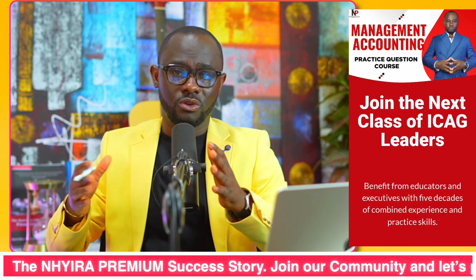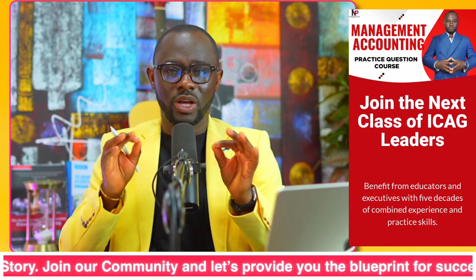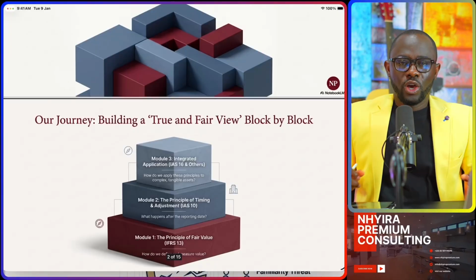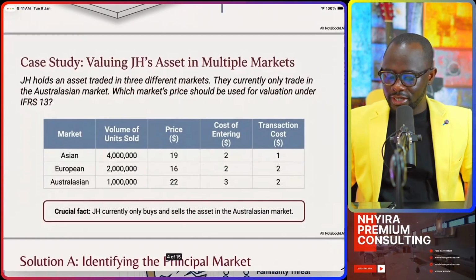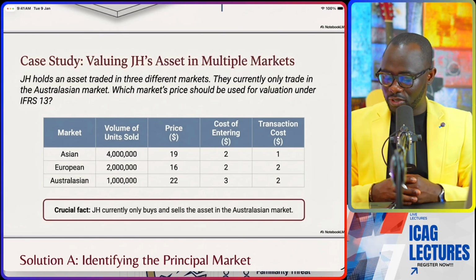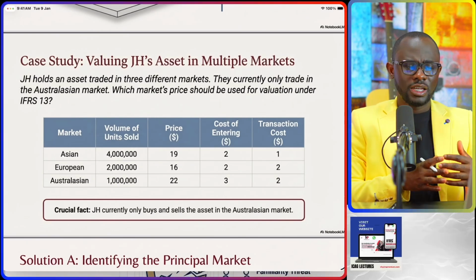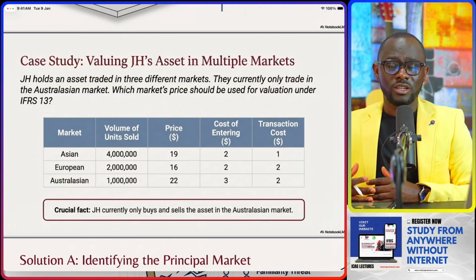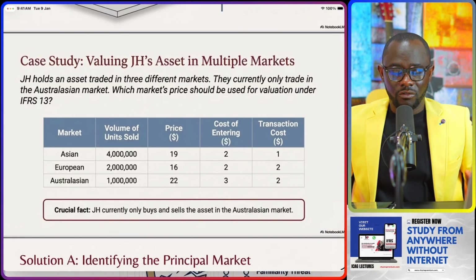So, we're going to go through the core principles and the various things that we must understand when it comes to these standards. We open up the discussion with a question on IFRS 13, revenue from contract with customers. And we discussed this particular question here, JL Holdings, where we looked at the principal market, the most advantageous market, and how we can value the inventories of the entity.